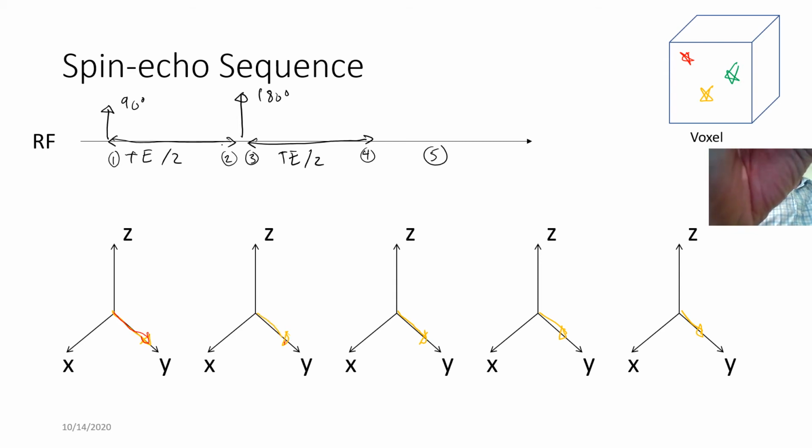In this picture, in a counterclockwise direction, the 180 degree pulse, and the way I've shown it here is a 180 degree pulse around the y axis. So this 180 degree flip is going to flip everything 180 degrees around the y axis.